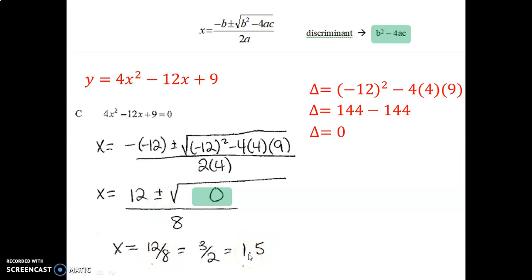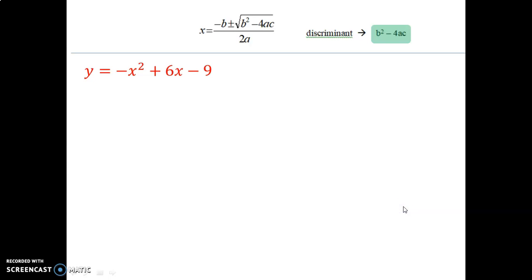So what does that mean for the graph? Well, if there's only one answer, then there's only one x-intercept, and we see it right here. That parabola, if we graphed it, looks like this, and the vertex is the x-intercept. The parabola sits right on the x-axis with the vertex right there. So only one x-intercept, and that's why we saw only one solution here. Very important thing to know.